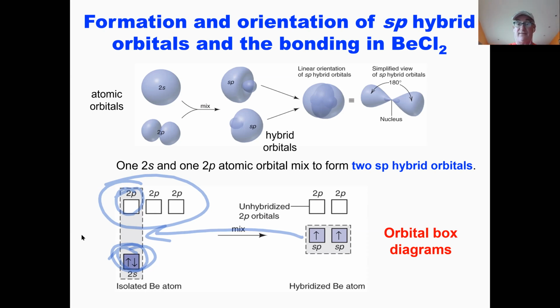And you still have these two unhybridized p orbitals, there's just nothing in them. There's no electron density in them because beryllium only has the two bonding electrons. So one goes in one sp, the other goes in the other sp, and there aren't any more electrons left to go anywhere. So then that's it. You only get two bonding regions.